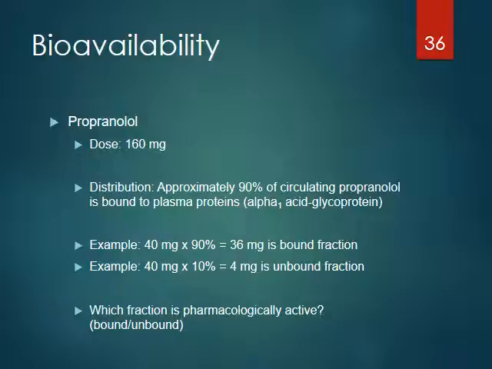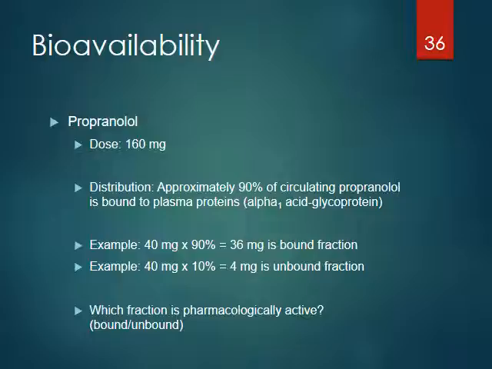Looking at the distribution of the drug once it actually gets into the systemic circulation, let's just say that approximately 90% of circulating propranolol is going to be bound to plasma proteins. Specifically, this is going to be bound to one called alpha-1 acid glycoprotein. So when looking at this, you can say that, okay, well, 40 milligrams reach the systemic circulation. I know that 90% of it is bound to this alpha-1 acid glycoprotein. That means about 36 milligrams is going to be the bound fraction, whereas the other 10%, or 4 milligrams, is going to be unbound.